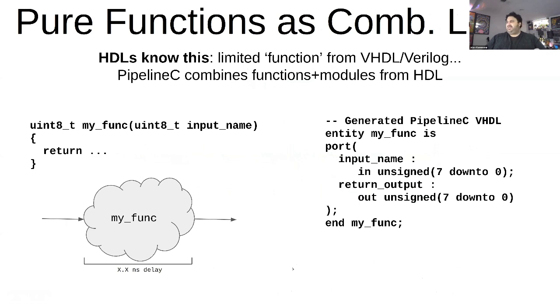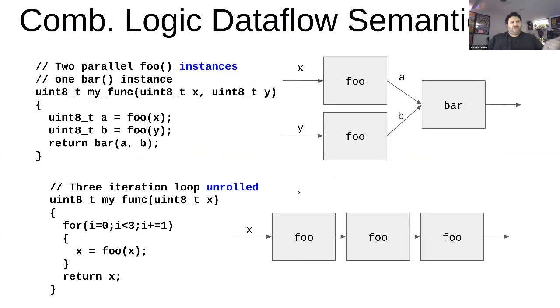Continuing along here with these semantics. Function invocation, you might say, is actually making multiple instances of a function or a module in this case. So on this top one here, you have a function with two inputs, x and y. They both go through a foo function. And in this case, that's two parallel instances of the foo module. And then it's followed up by a bar there.